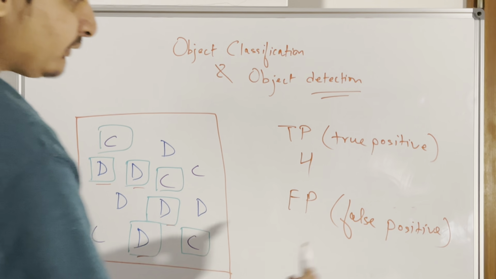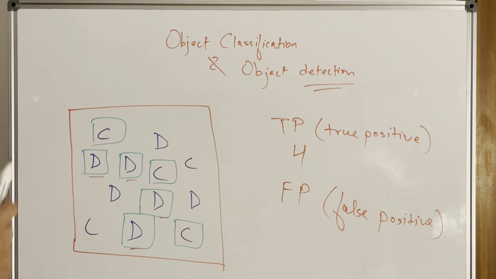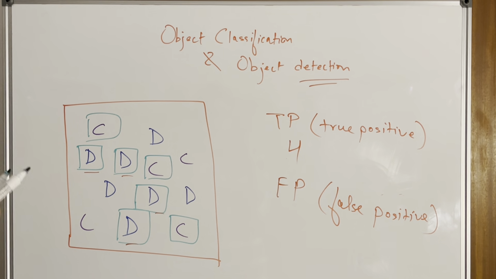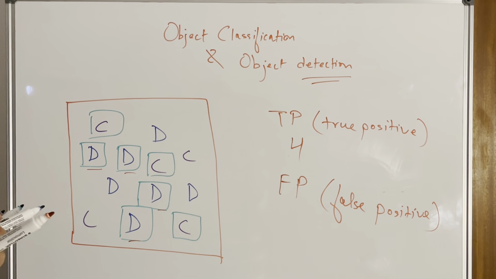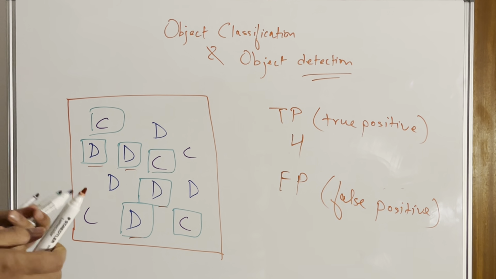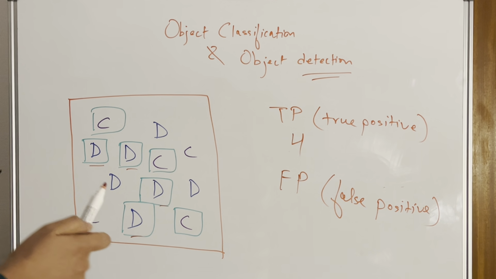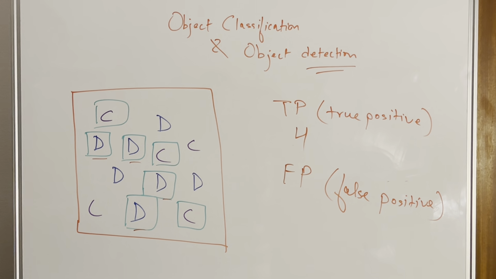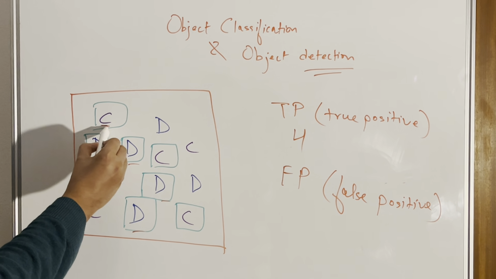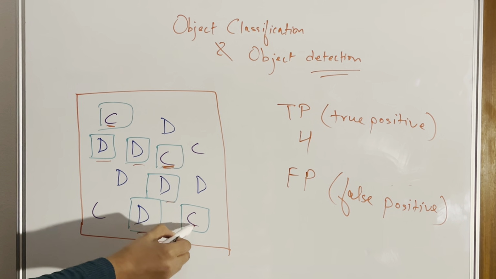Again, what is positive? The model has identified it, but we only wanted to identify dogs. But the model has by mistake identified some cats as dogs. So it is a false positive. How many false positives do we have? We have 1, 2, and 3.